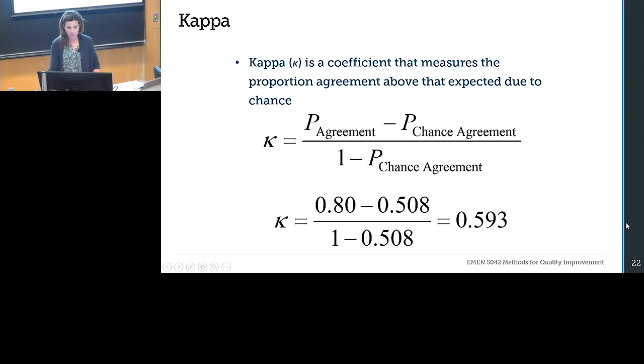So if we're looking at the proportion agreement above that expected due to chance and chance alone, did we determine how far above chance we actually agree on something? That's what's great about this statistic, okay? We're not taking chance out of it.